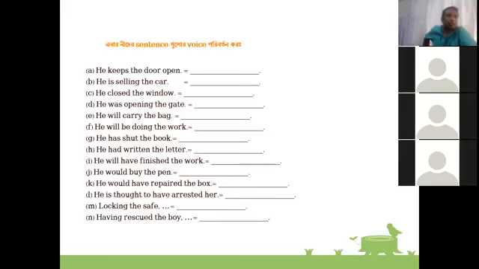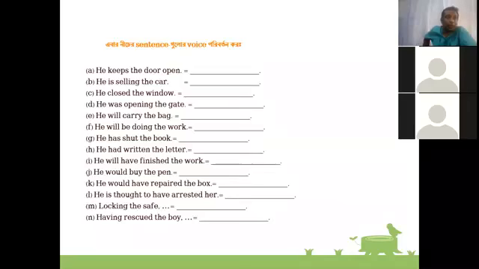He closed the window. The window was closed by him. He was opening the gate. The gate was being opened by him.